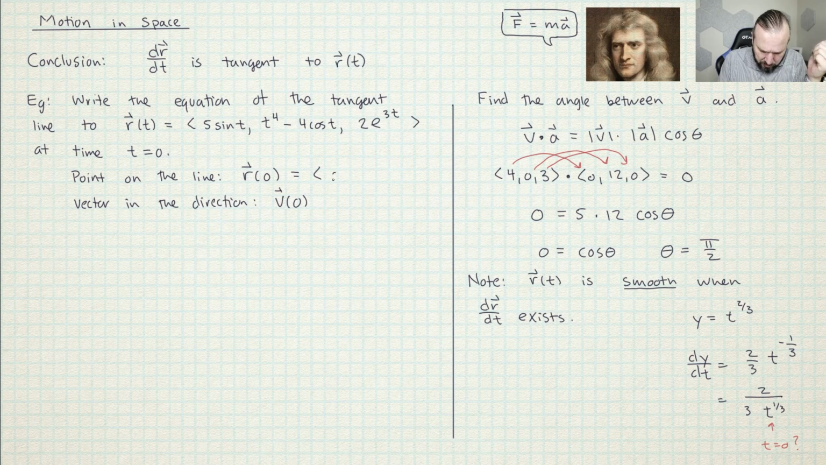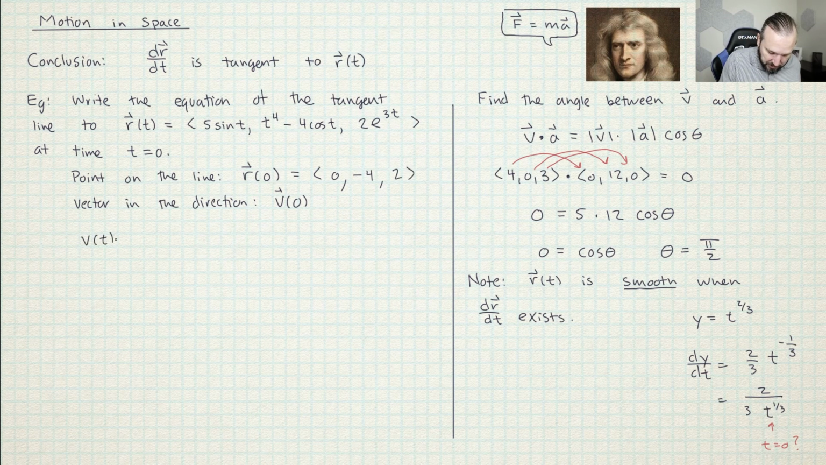So for this problem, r of 0 should be easy. The sine of 0 is 0, so 5 times 0 gives 0. Now, when I plug 0 into this, I'm going to get 0. And then the cosine is 1, so this is going to be -4. Now, this is 2 times e to the 3 times 0. So 3 times 0 is 0, and e to the 0 is 1. So this whole thing is going to be 2.